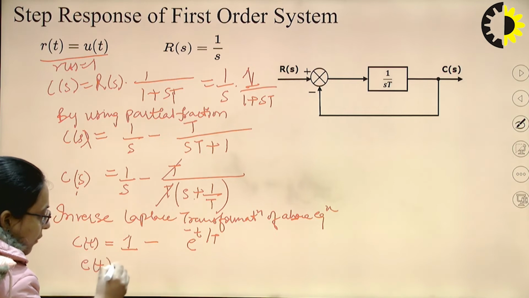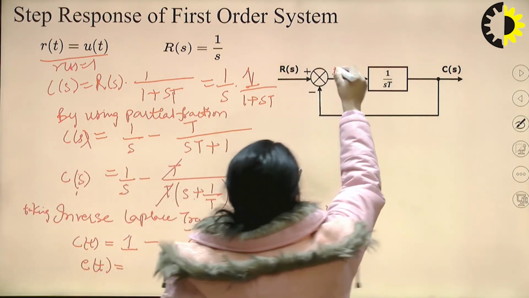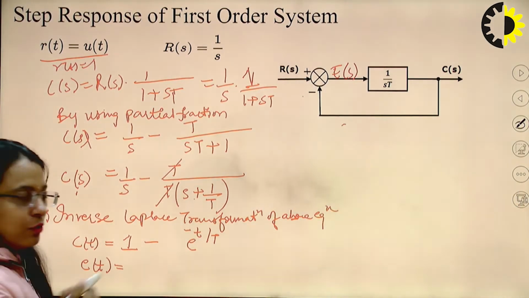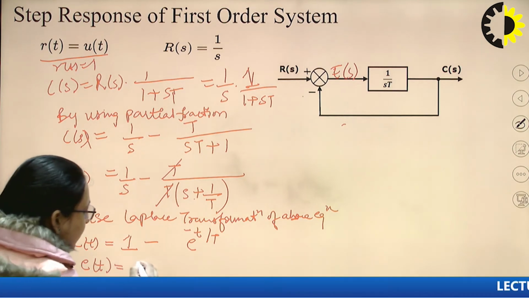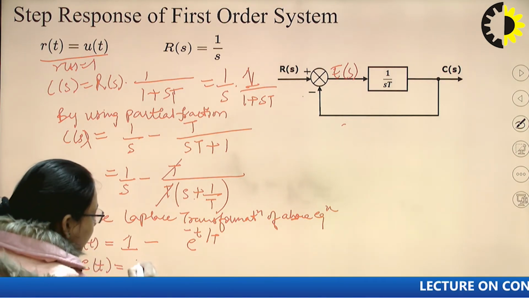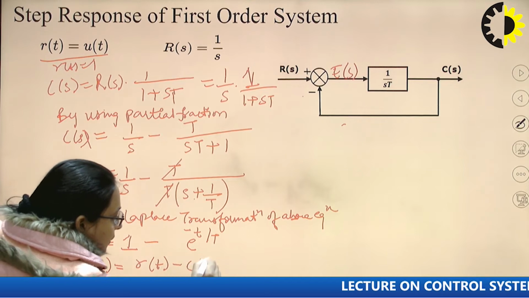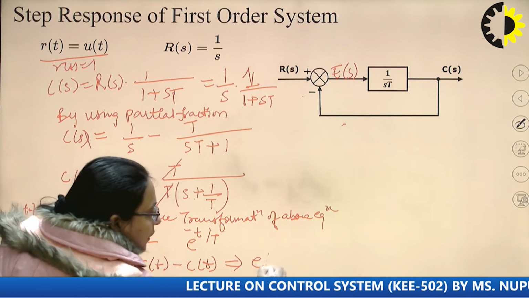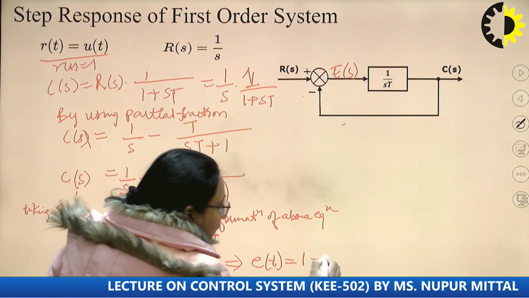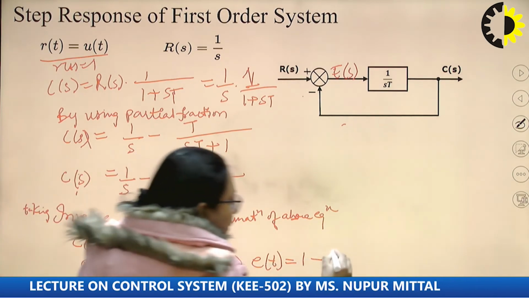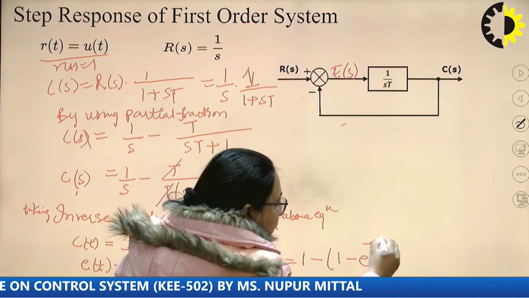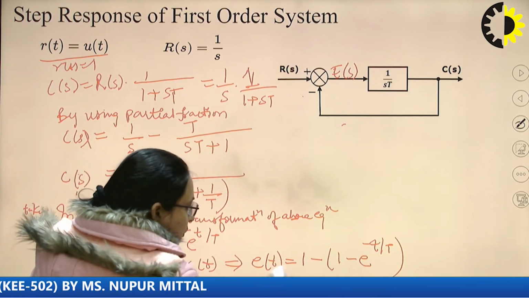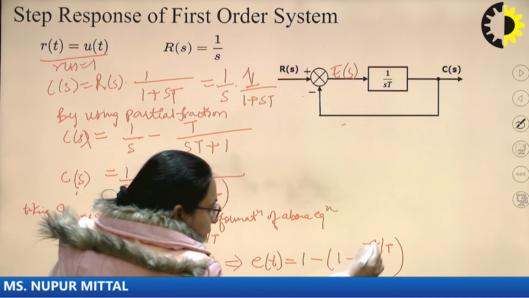So we can calculate the error. You can see here, this is E(s) in this diagram, which is R(s) minus C(s). So here e(t) can be written as r(t) minus c(t). So e(t) will be equal to 1, here r(t) is 1 and c(t) is 1 minus e raised to the power minus t by capital T. So error is coming out to be e raised to the power minus t by capital T.